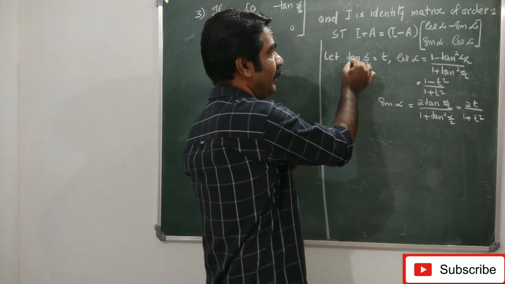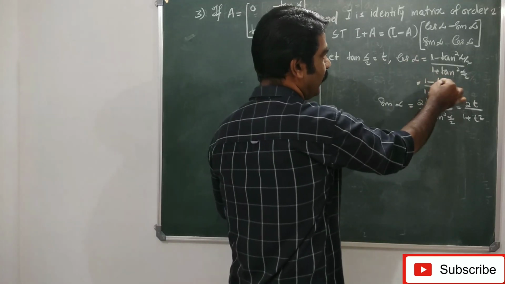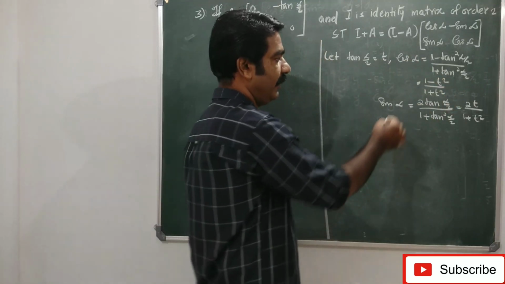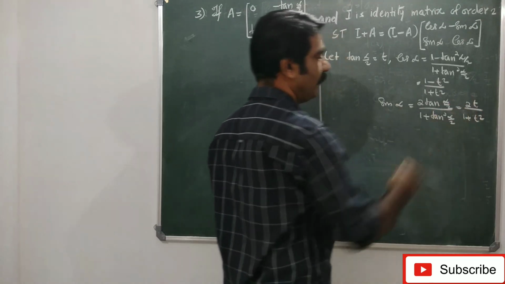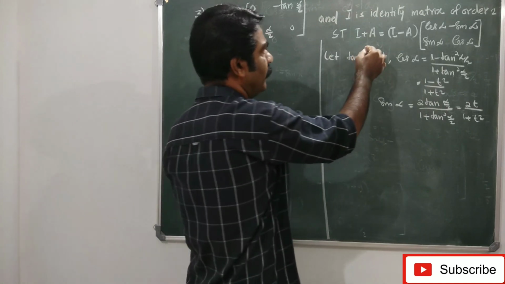Okay. So let tan alpha by 2 be equal to t. Then cos alpha becomes (1 minus t square) by (1 plus t square), and sin alpha is 2t by 1 plus t square. Now, what do you have to prove?